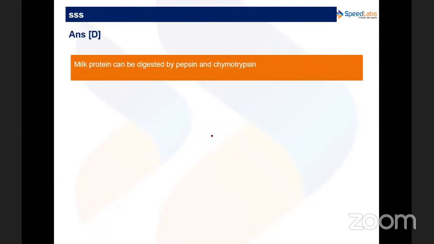Milk protein can be digested by pepsin and chymotrypsin. Earlier, in infants, it is digested by renin, as I told you earlier in my class. But as the adult grows, its function is replaced by pepsin and chymotrypsin.